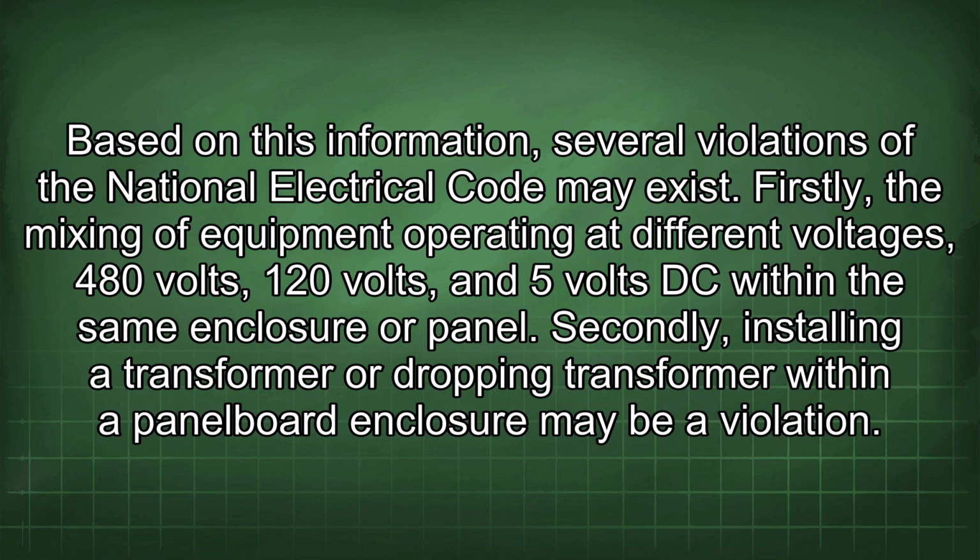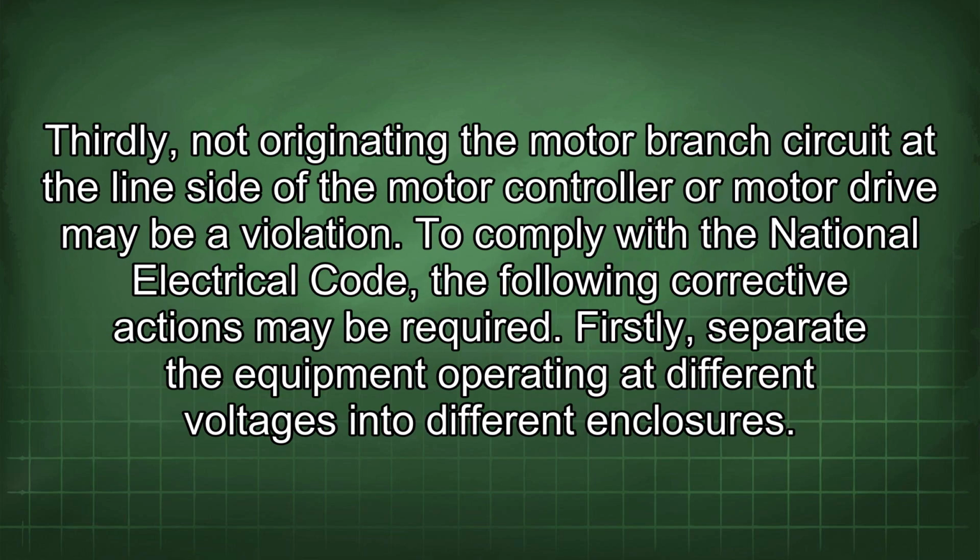Firstly, the mixing of equipment operating at different voltages, 480 volts, 120 volts, and 5 volts DC, within the same enclosure or panel. Secondly, installing a transformer or dropping transformer within a panel board enclosure may be a violation. Thirdly, not originating the motor branch circuit at the line side of the motor controller or motor drive may be a violation. To comply with the National Electrical Code, the following corrective actions may be required.